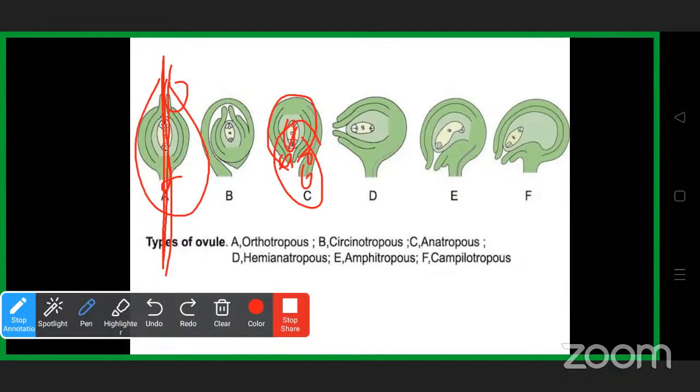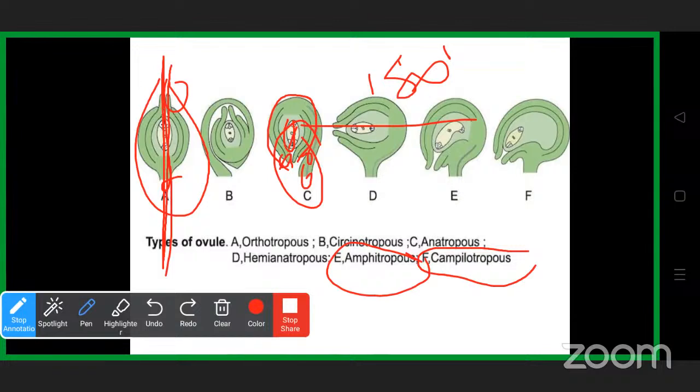Then hemianatropous: if the embryo sac is turned 180 degrees from perpendicular to horizontal, that is called a hemianatropous ovule. And the next is the amphitropous ovule, which is very, very important. Before that, campylotropous ovules. Here you can see the embryo sac is curved in a U shape, due to curving up to 180 degrees.